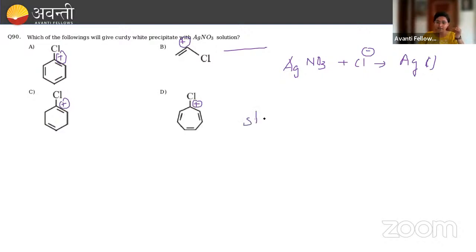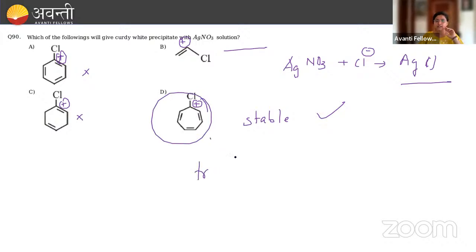वो जो स्पेसिस फॉर्म हो रही है, the species that will be stable, that will give us the curdy precipitate. तो यहाँ पे देखो डबल बॉन्ड के ऊपर पॉजिटिव चार्ज आ रहा है, this structure is not stable. Here हमारी बेंजीन रिंग पे पॉजिटिव चार्ज आ रहा है, इसकी एरोमेटिसिटी लॉस्ट हो जाएगी, ये भी नहीं चलेगा। यहाँ पे भी डबल बॉन्ड पे पॉजिटिव चार्ज आ रहा है, that is also not stable. But here you can see this is the tropylium ion, right? And that's why this is aromatic. It becomes aromatic when positive charge is present there, and it is stable, and that's why this is our correct answer. This molecule will give us the curdy precipitate with AgNO3.